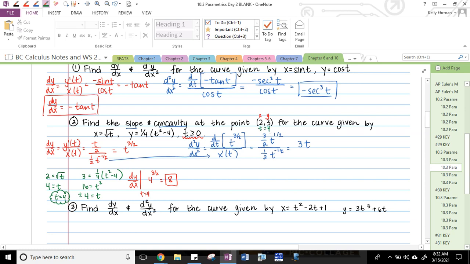So we want to know what's the concavity at t equals 4, or what's the sign of the second derivative, excuse me, at t equals 4, so that we can figure out the concavity. So the second derivative of y with respect to x evaluated at t equals 4 is equal to 3 times 4, which is 12. All we really care about is that that's greater than 0. So I can say that this curve, I'm not going to write out the equations, but I'm going to say the curve is concave up at the point (2, 3).